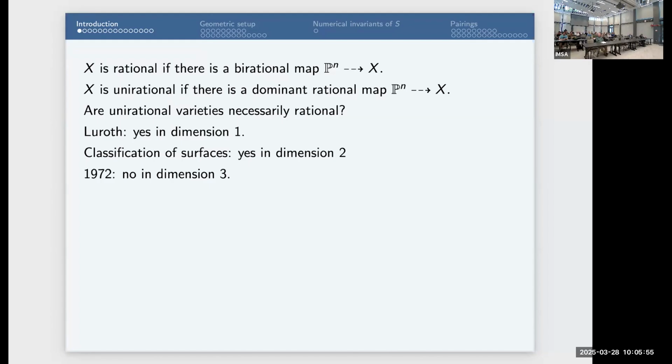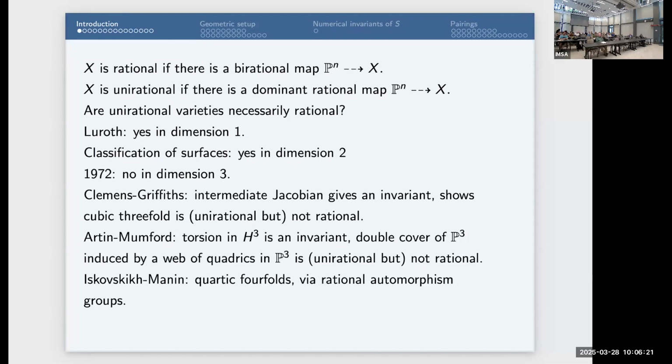Lüroth showed in the 19th century that the answer is yes in dimension 1, which in modern terminology is essentially a triviality. Similarly, the classification of surfaces said that the answer is yes in dimension 2: every surface that's dominated by a rational variety is rational. In 1972, we learned that the answer is negative in dimension 3. Clemens and Griffiths introduced the intermediate Jacobian, which gives an invariant of rational equivalence, and they used that to show the cubic threefold is unirational but not rational.